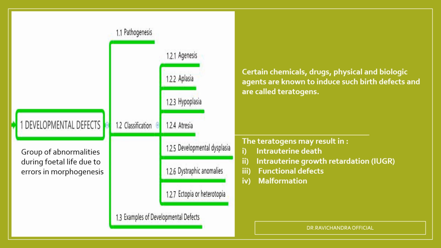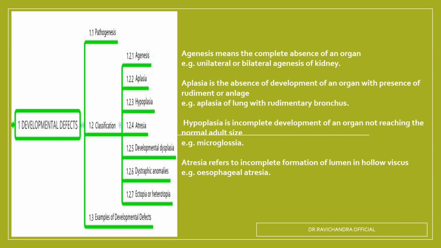Classification of developmental defects. It can be agenesis, aplasia, hypoplasia, atresia, developmental dysplasia, dystrophic anomalies, ectopia, or heterotopia. So, first, what is agenesis? Agenesis is the complete absence of an organ. Example, unilateral or bilateral agenesis of kidney. Aplasia is absence of development of an organ with presence of a rudiment or analog. Example, aplasia of lung with rudimentary bronchus.